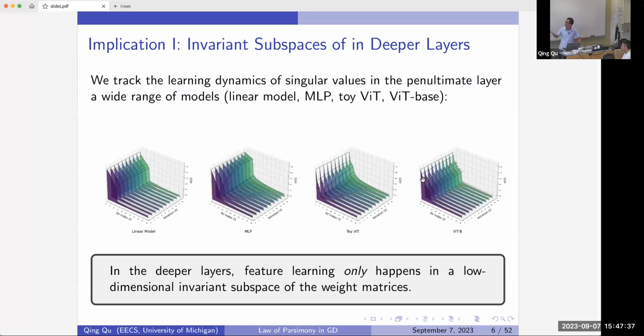And in the later part of this talk, we will try to investigate why this is happening in training, in some idealized neural network architectures, where we can rigorously prove that when you're training the weights, the update of the weights is only happening in an invariant low rank subspace.